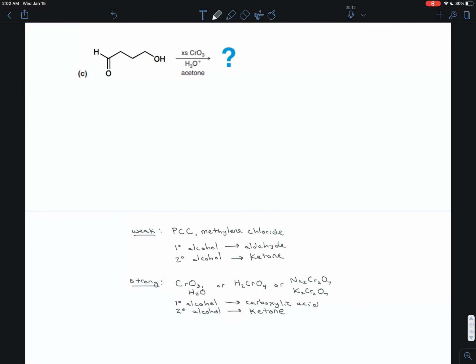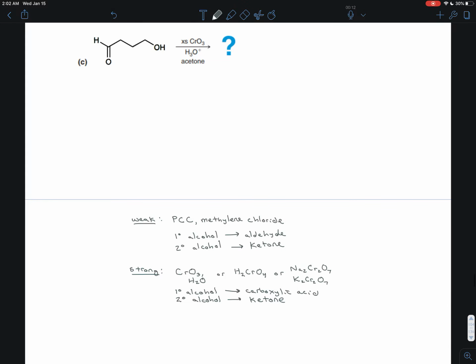Okay, here we have excess chromium trioxide in water. Acetone here is just serving as a solvent. Acetone is the smallest possible ketone, and so it's more or less inert. It'll just act as a solvent here, so you don't have to worry about that. The focus here is this oxidizing agent, the strong oxidizing agent, the chromium trioxide.